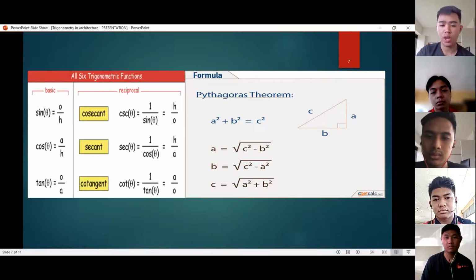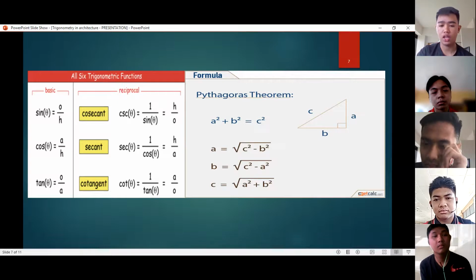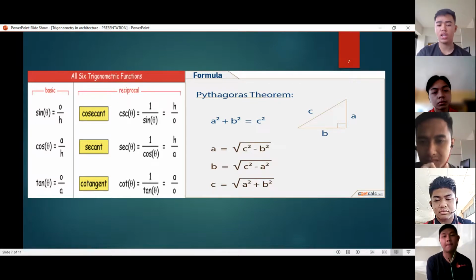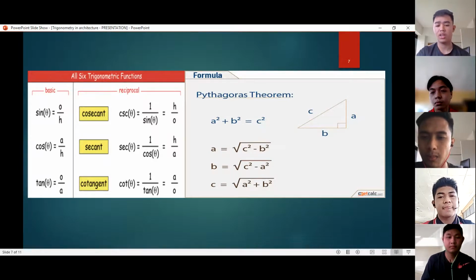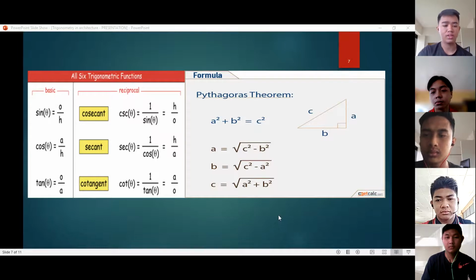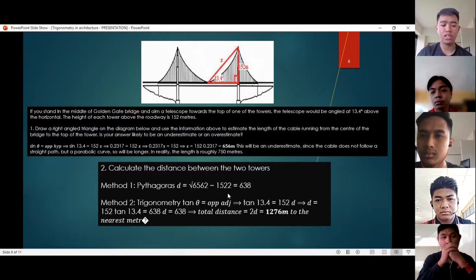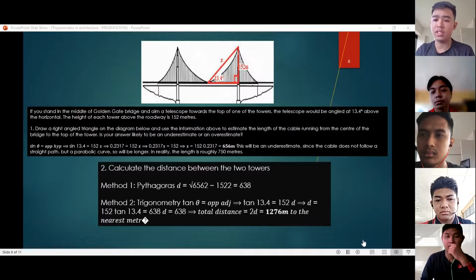The last formula is the Pythagoras theorem. a squared plus b squared equals c squared. a equals the square root of c squared minus b squared, and b equals the square root of c squared minus a squared, and the last one is c equals the square root of a squared plus b squared. So that's all for me. Next, Aiman will continue with the mathematical solution and apply the trigonometry formula on the bridge.